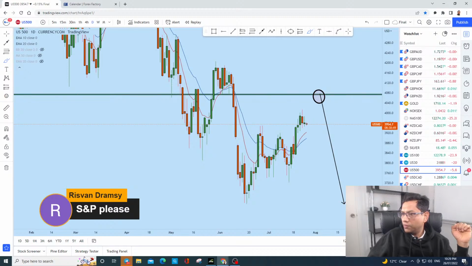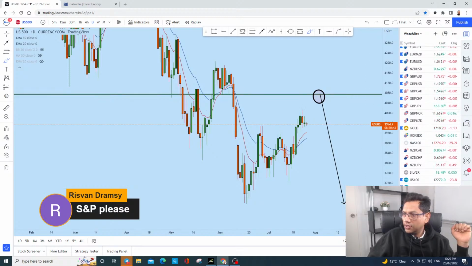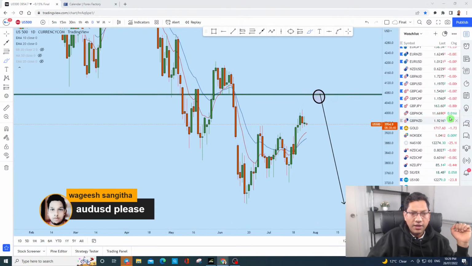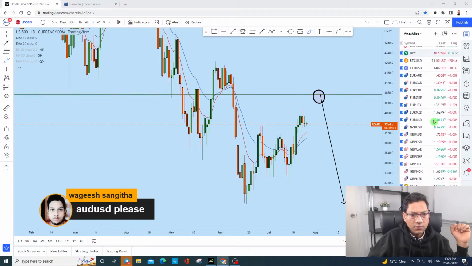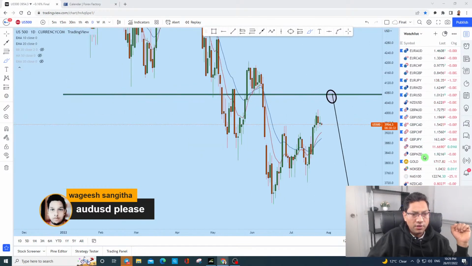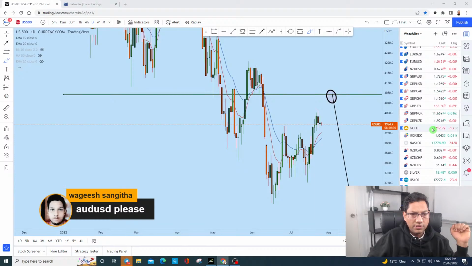Okay, Aussie dollar, please. Sir, GBPUSD is forming a double top, it is going down now. So let's look at GBPUSD and Aussie dollar, and then we'll come back to the other topic. So indices, hopefully you got the answer.